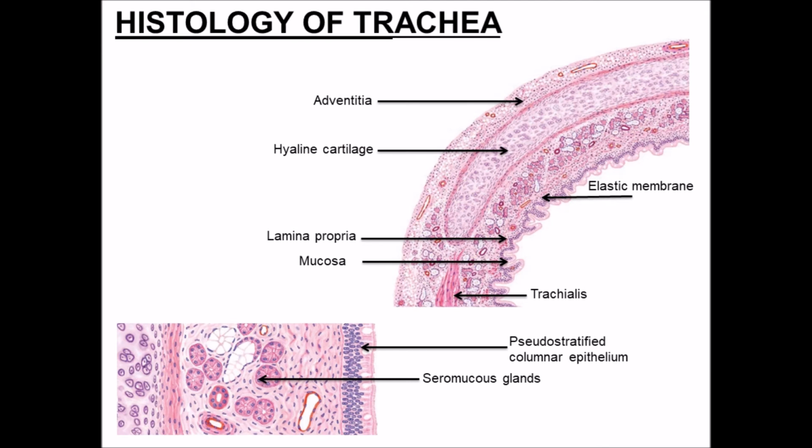Histology of trachea. In the histology of trachea, we can see mucosa, submucosa, cartilaginous layer and adventitia. The mucosa, the lining epithelium, is pseudostratified ciliated columnar epithelium with goblet cells. In higher magnification, we can see this is pseudostratified columnar epithelium with cilia, and along with these cells we can see some empty cells. These are the goblet cells.